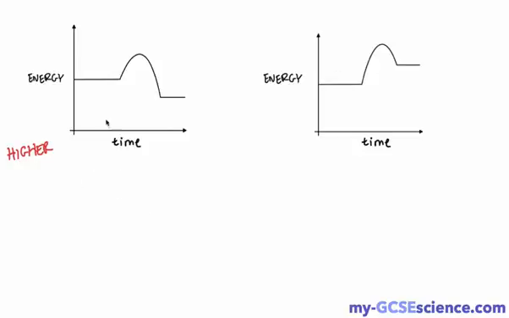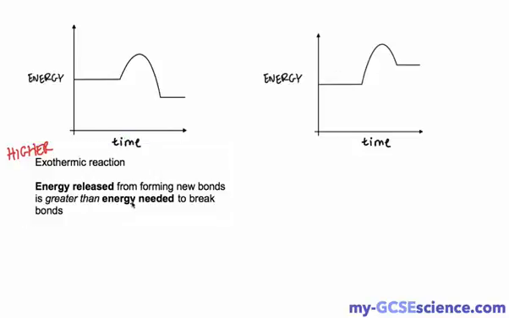So for this reaction here, the exothermic reaction, the energy released from forming new bonds is greater than the energy needed to break the bonds. So when we're breaking the bonds from our reactants over here, that energy is a certain amount, but the energy released from forming the new bonds is bigger. So that means that the reaction is exothermic.